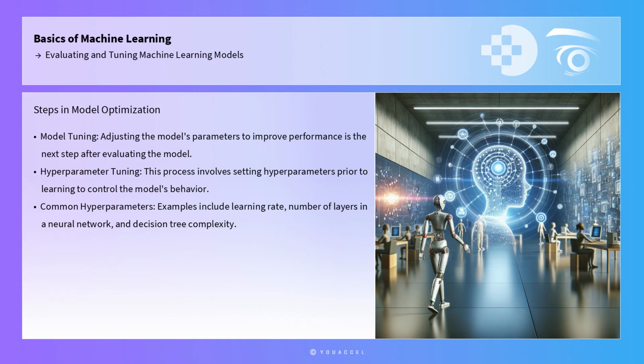After evaluating the model, the next step is tuning, which involves adjusting the model's parameters to improve performance. This process is often referred to as hyperparameter tuning. Unlike model parameters, which are learned from the data during training, hyperparameters are set prior to the learning process and control the overall behavior of the model. Common hyperparameters include learning rate, number of layers in a neural network, and the complexity of decision trees.